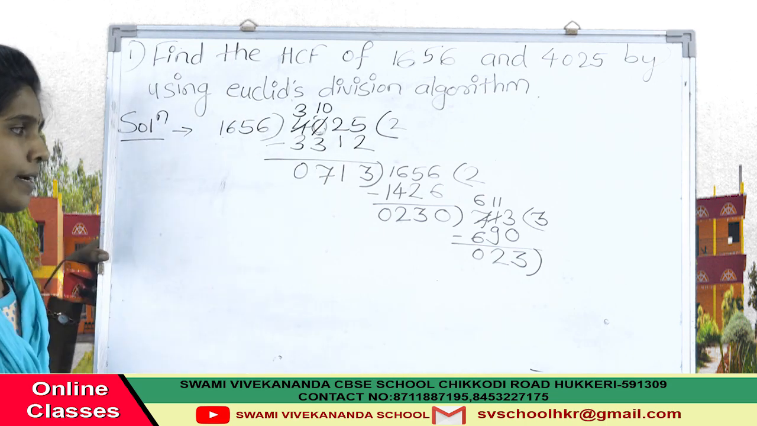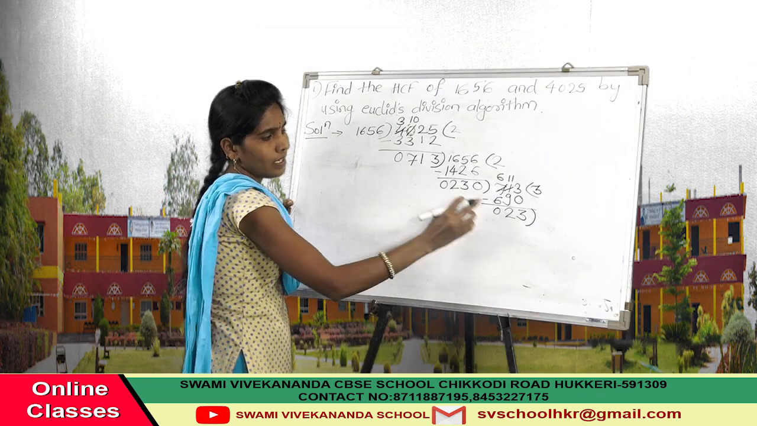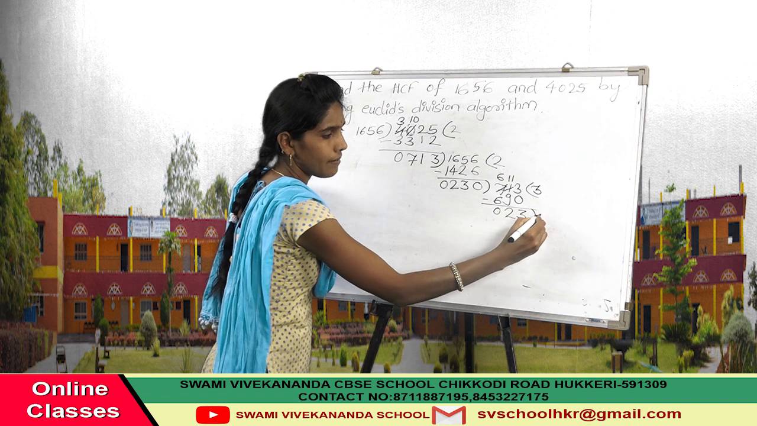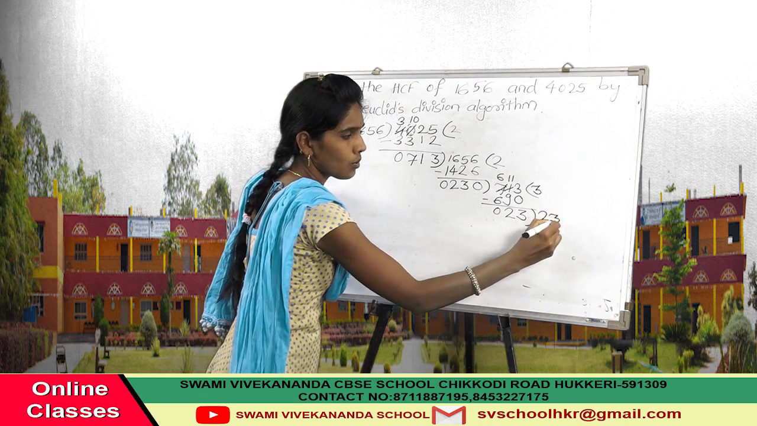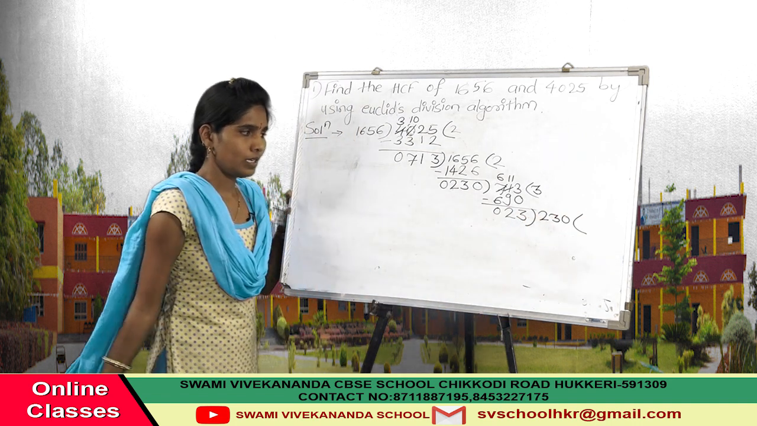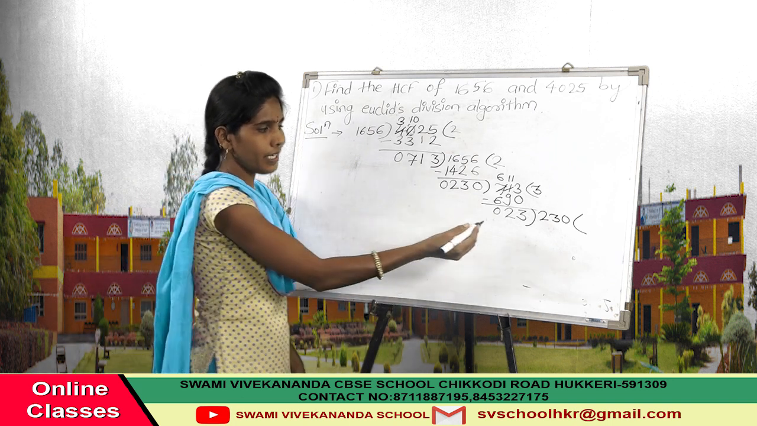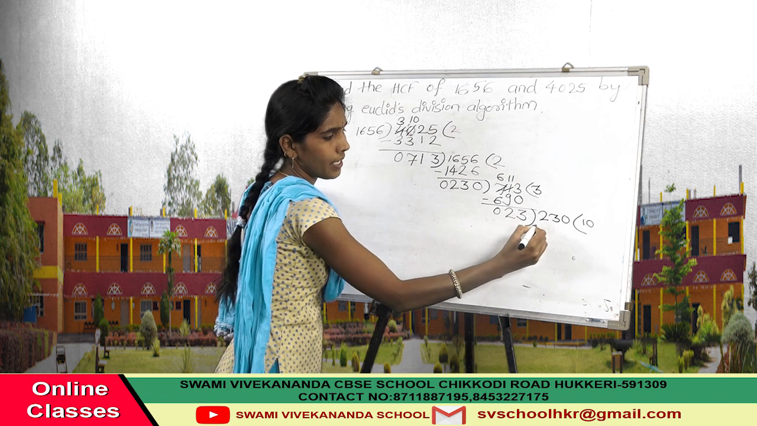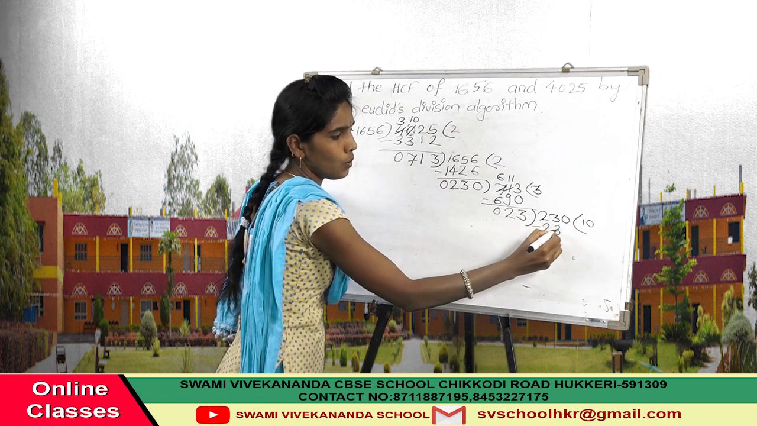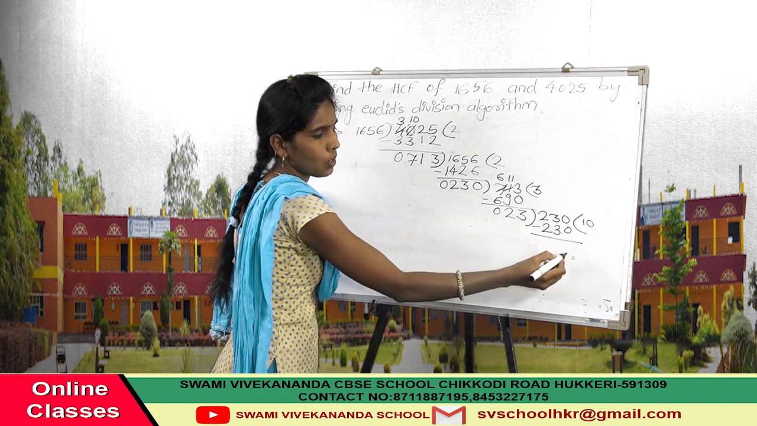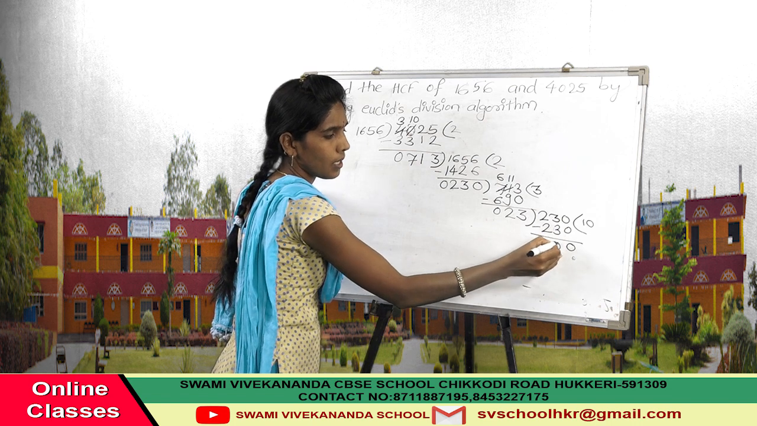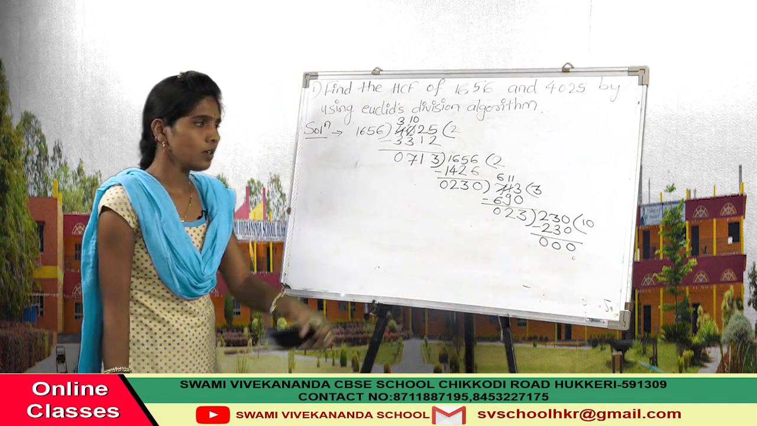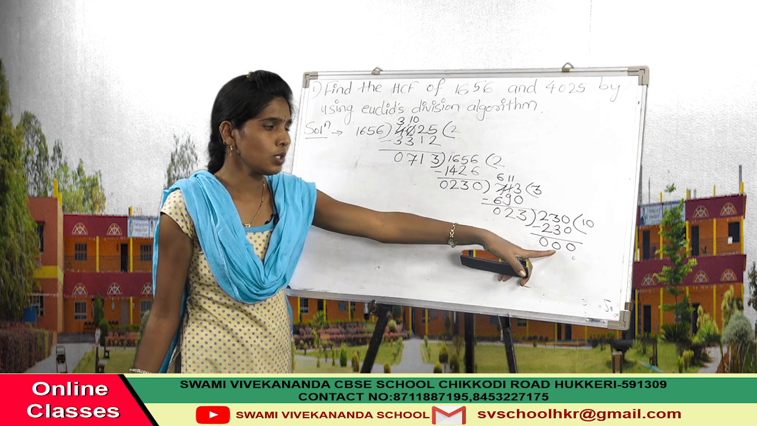Consider this remainder as a divisor. Take this divisor as a dividend. That is 230. See, 230. 23 tens are 230. Yes, 23 tens are 230. 0 minus 0, 0, 0, 0. Now this is equal to 0.